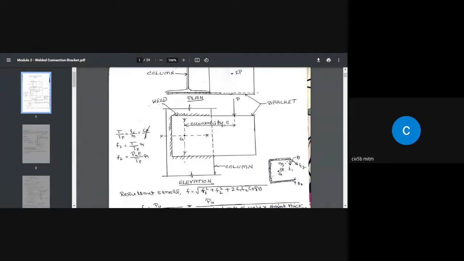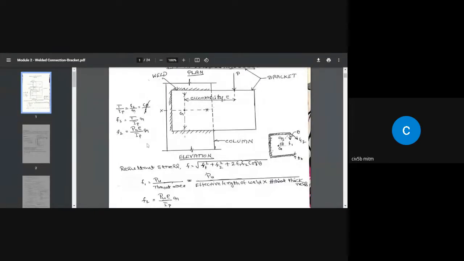Due to this eccentricity, the weld is subjected to a torsional moment of magnitude P multiplied by E. Then we have to find out different things. We have to find the size of the weld given the load, and the capacity a given weld size can withstand. So there are 4 types of problems we can deal with here. Whatever type of problem you come across, everything falls into this formula.